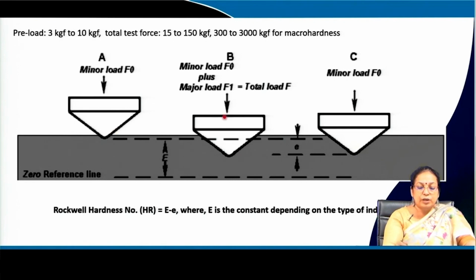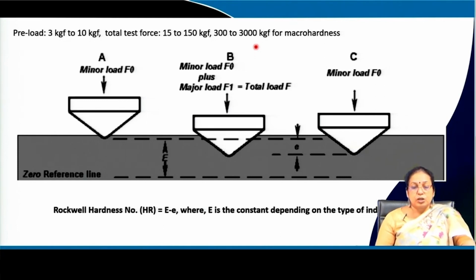And then you apply the major load. The major load varies typically from 15 to 150 kilogram force for superficial hardness testing, and from 300 to 3000 kilogram force for bulk hardness testing. Whenever you apply the major load, there is permanent penetration of the hardness cone deep inside the material, and then you release the major load and let the minor load remain, and whatever indentation is there is taken as a permanent indentation or permanent deformation.